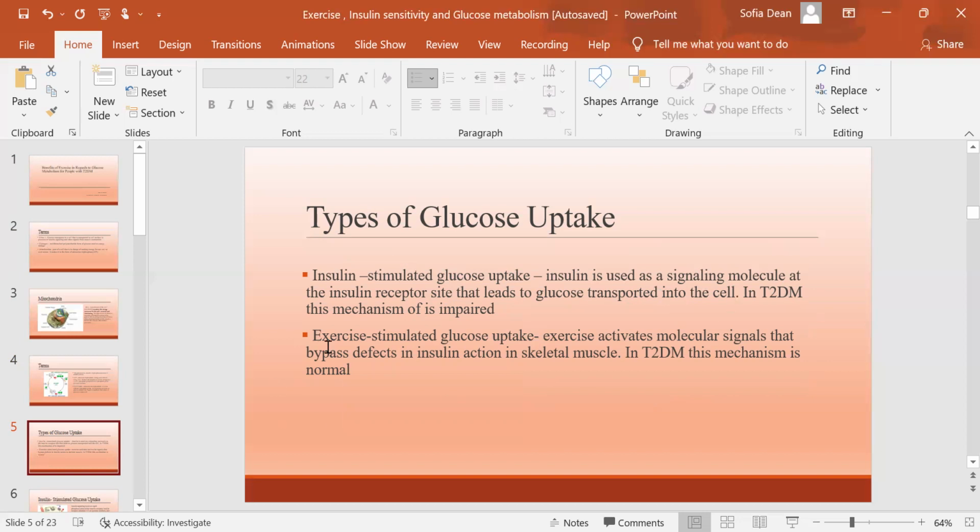The second type of glucose uptake is exercise-stimulated glucose uptake. And exercise activates molecular signals that bypass defects in the insulin action of the skeletal muscle. In type 2 diabetes patients, this mechanism is normal. So it works as the alternative that could be used to manage glucose clearance from the blood.